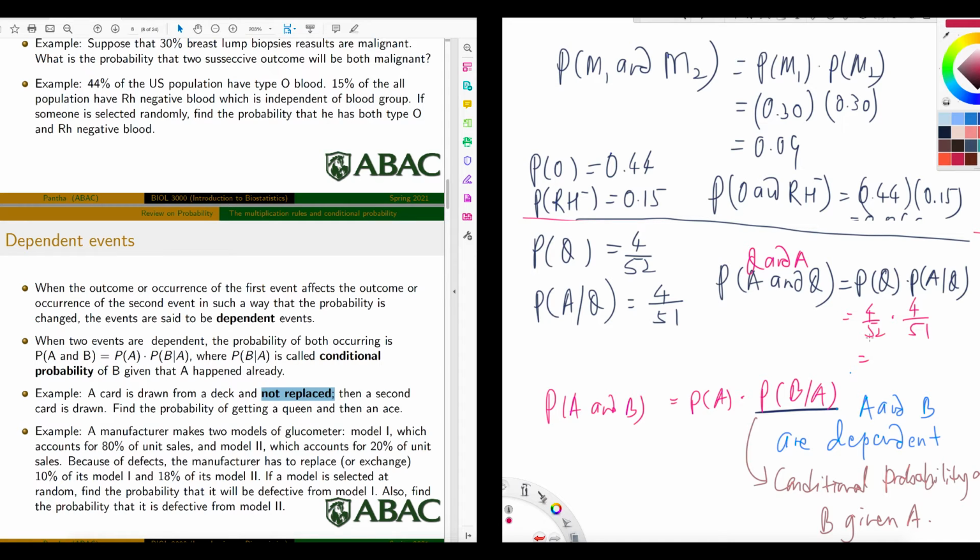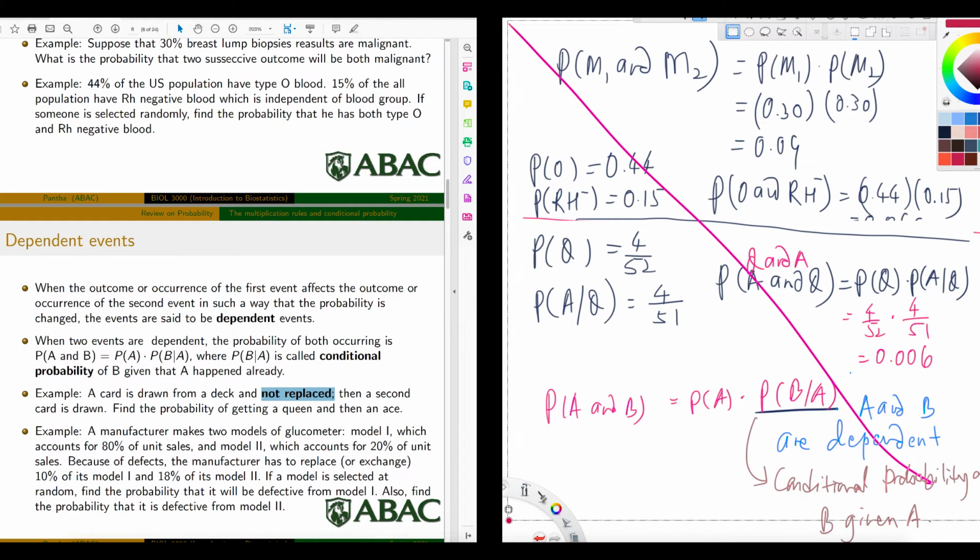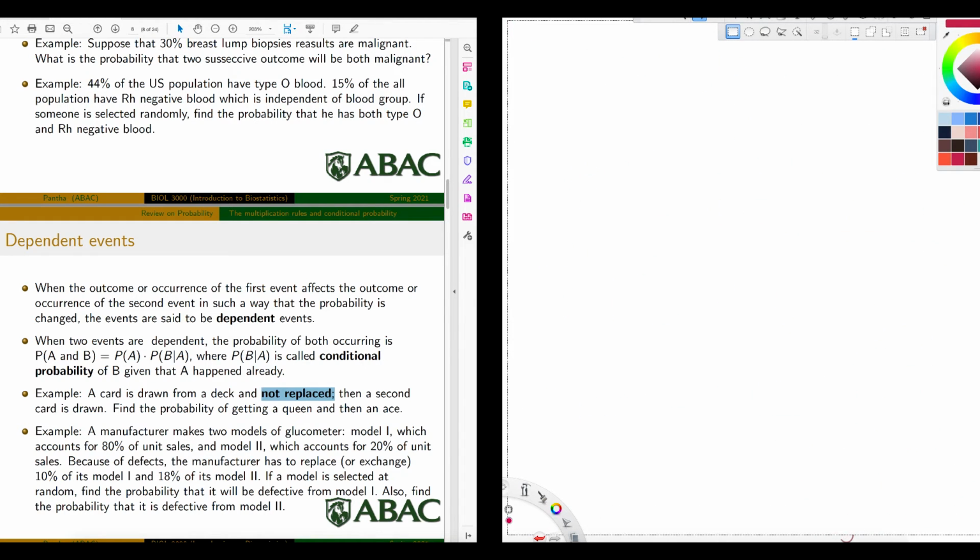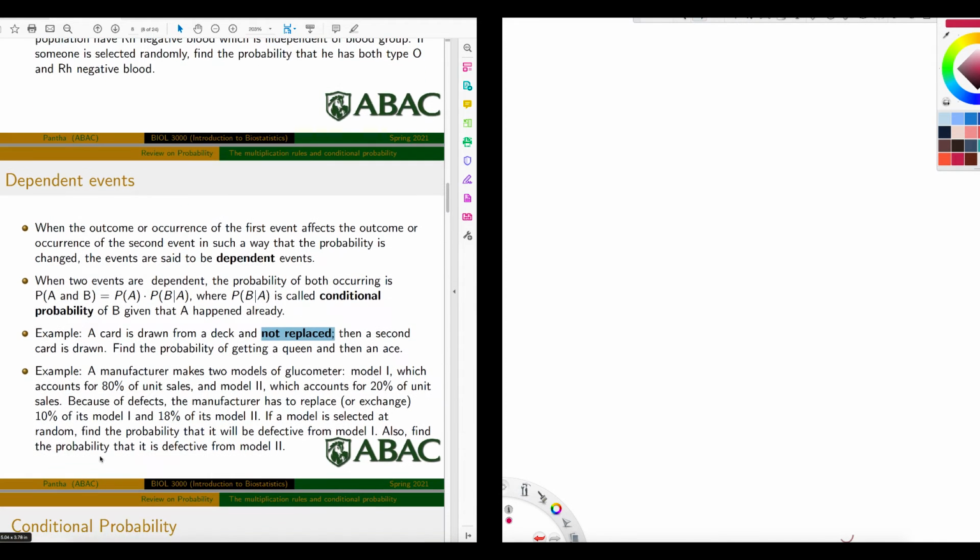If I do that, I get 0.006. That's what I got. That is a 0.6% chance that when you randomly pick 2 cards, you will get a queen and an ace. Okay, that's what we say. So these are some examples. I'm giving some more examples on conditional probability or the dependent events: find the probability of A and B in case of dependent events. Let us see another example.